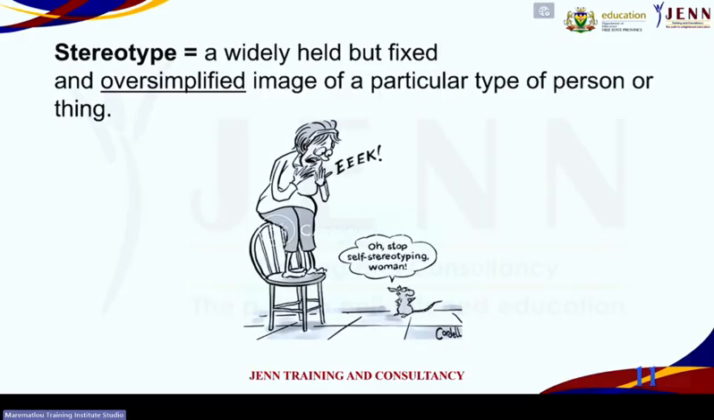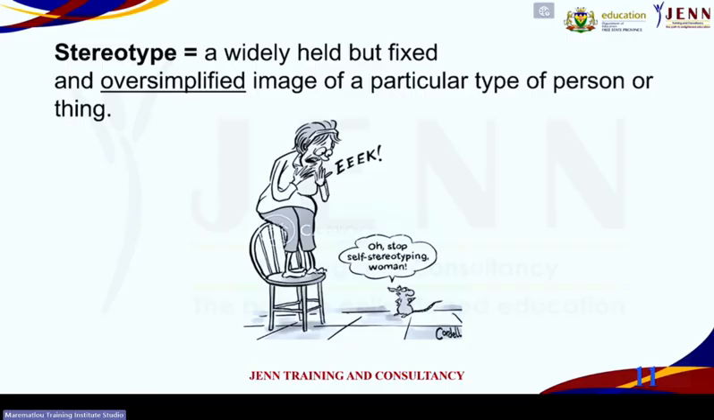Now, what is a stereotype? It is a widely held and oversimplified image of a type of person, thing, or even a group. Now, we have a gender stereotype here on screen, where it is believed that women are afraid of rodents, and when they see a mouse, they would jump up on a chair or a counter and yell because they are afraid. The mouse in this cartoon is saying, "Oh, stop self stereotyping women." But this is commenting on the stereotype of women in this case.